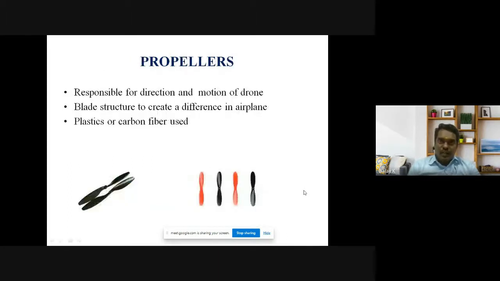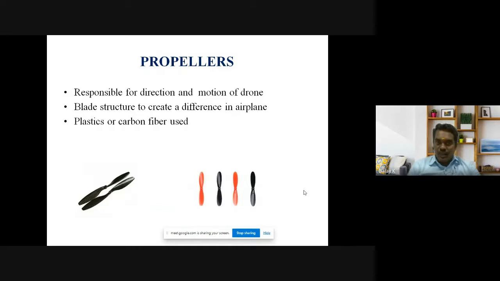Next component is the propeller. The propeller is responsible for the direction and motion of the drone. If you want to move forward, backward, in any direction, or if you want to do takeoff or landing, we need a propeller. The blade structure creates a difference in air pressure. That means over the surfaces, it will create pressure differences.